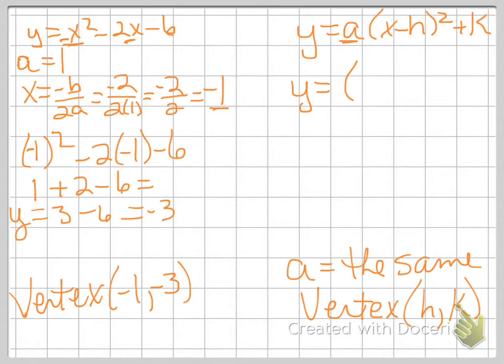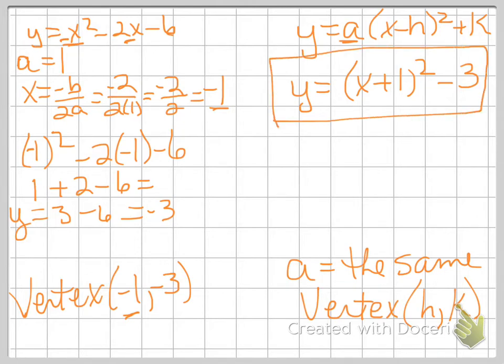Okay, so I have negative 1 for h. So I have x minus negative 1, so that gives me x plus 1 squared. And then k is negative 3. So my final answer is y equals x plus 1 squared minus 3.